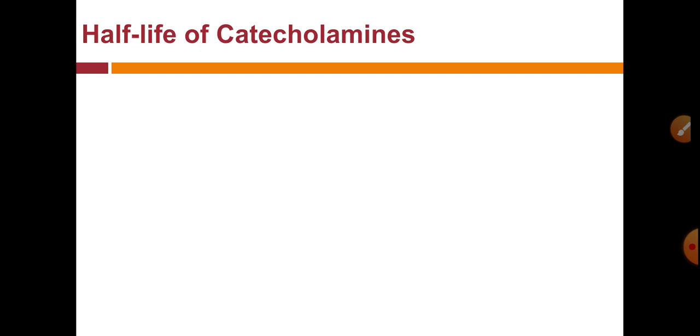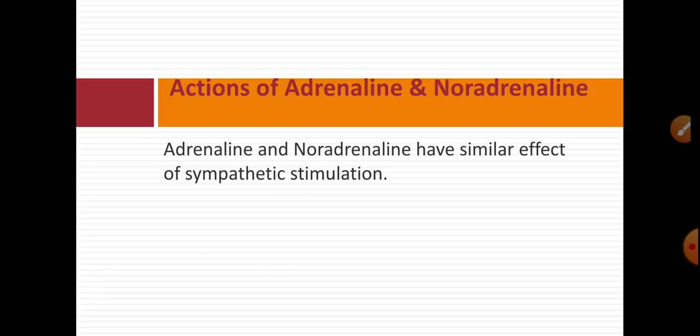Let's talk about half-life of catecholamines. These hormones are also called catecholamines because they are amino acid derivatives. The half-life of these catecholamines, that means hormones of adrenal medulla, is only 2 minutes.